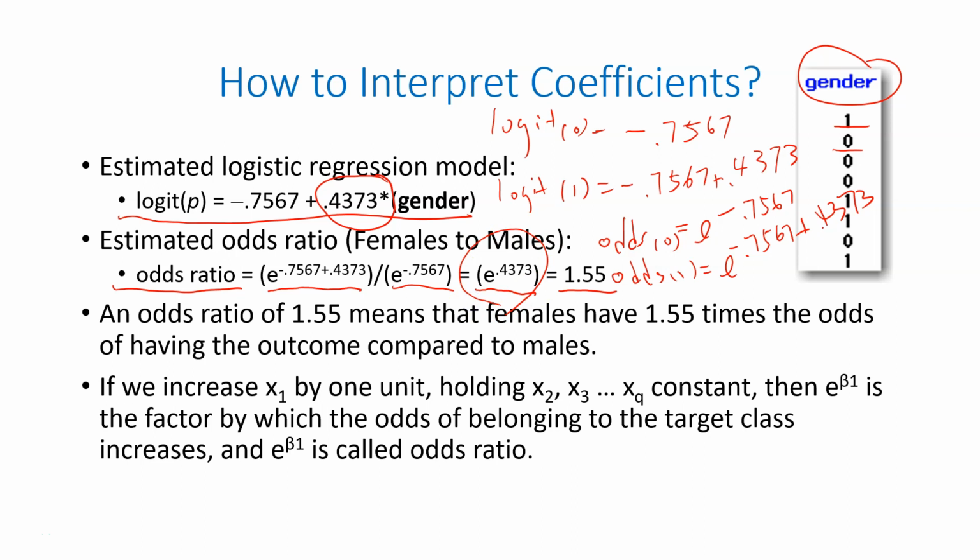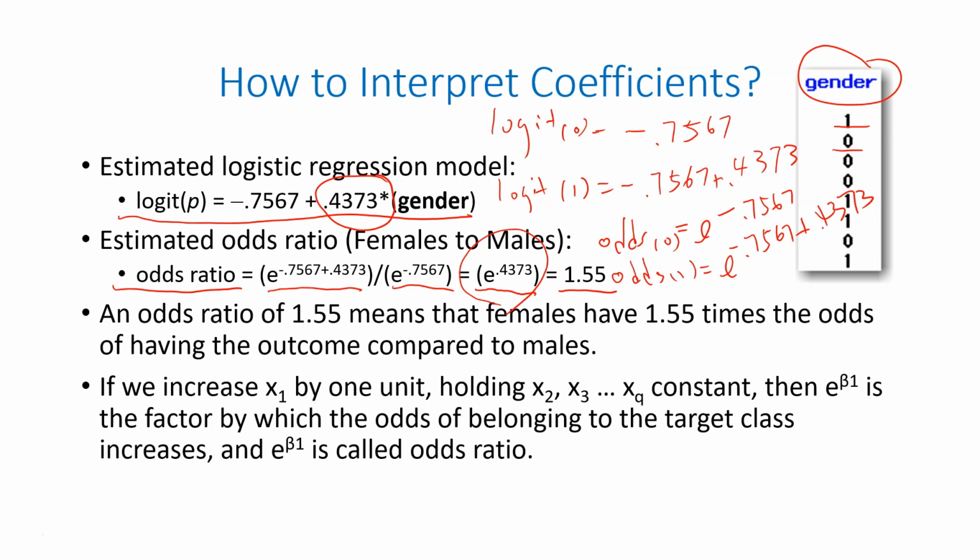So this gives us an idea about how to interpret the coefficients. It seems that the odds ratio would remain the same for every 1 unit change in the predictor variable. So in this example, since the odds ratio is 1.55, we can state that females who have the gender value of 1 would have 1.55 times the odds of having the outcome compared to males who have the gender value of 0.